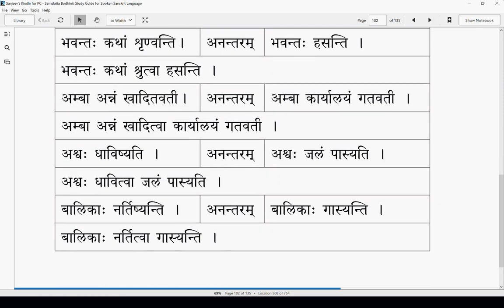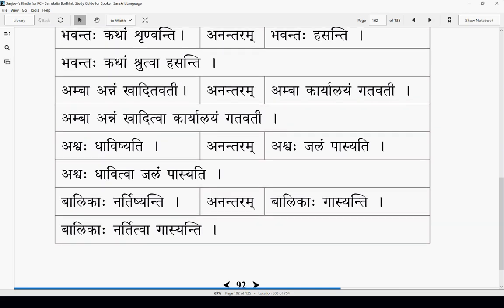So similarly here we have balikaha nartishanti, anantaram balikaha gasyanti. First they will dance. In the second sentence they will sing. So balikaha nartitva gasyanti, they will sing after dancing. After dancing. So dancing will precede the singing here. But note that the first action will complete before the second action begins. Both are not happening simultaneously. Any question?